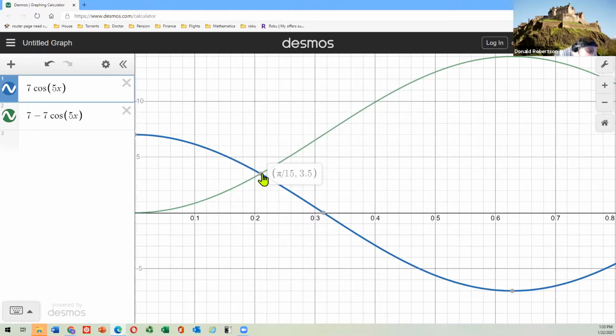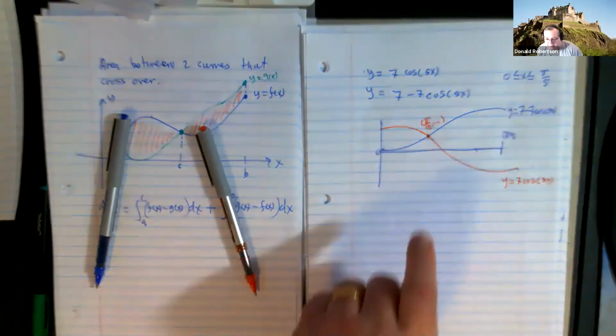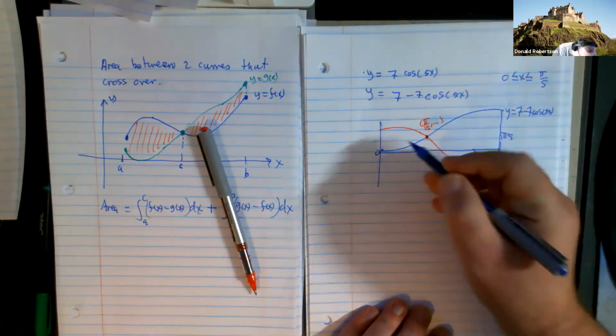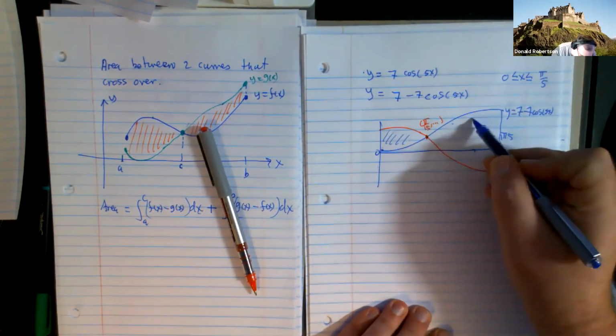And that point there is pi upon 15. The guy at the end is pi upon 5, and that guy is 0. Right, everything I need now that I got from Desmos, I've kind of condensed into a little baby picture. That's what it looks like. And we are being asked to find this bit and this bit.